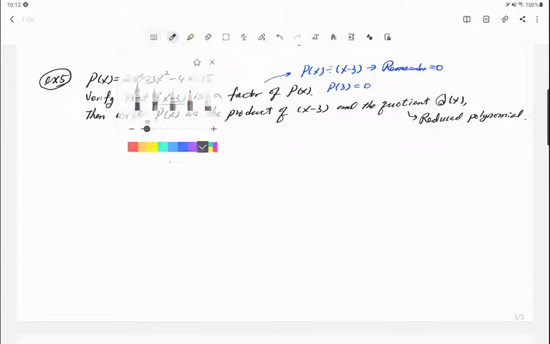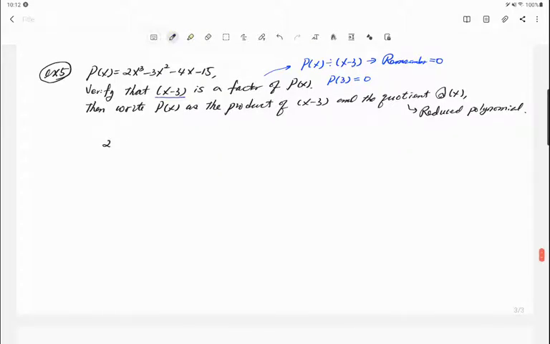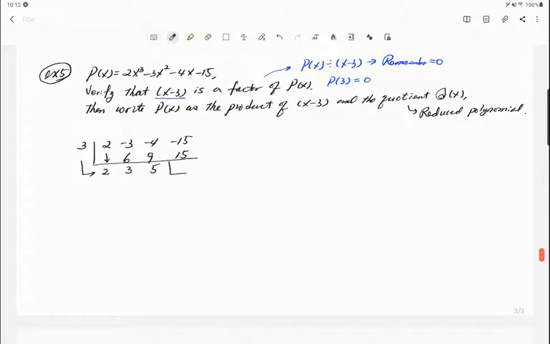All right, so let's write the coefficients of p of x: 2, negative 3, negative 4, and negative 15. There's no missing term, so there are no zeros to insert. Divide by x minus 3, so I'm going to use 3. Now let's find the remainder. If the remainder is 0, then x minus 3 is a factor. Bring it down. Multiply these two, then 6. Add it. Multiply will be 9. Then addition will be 5. Then multiply 5 by 3 is 15. Add it, 0. So the remainder is 0.